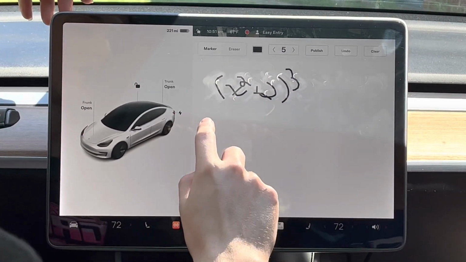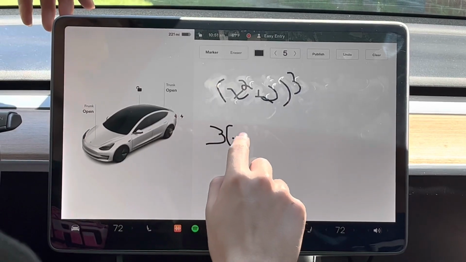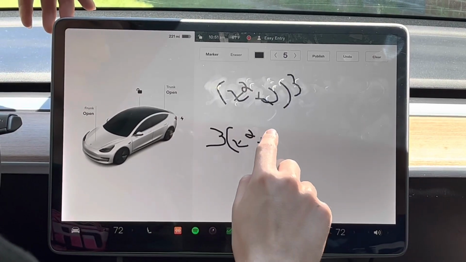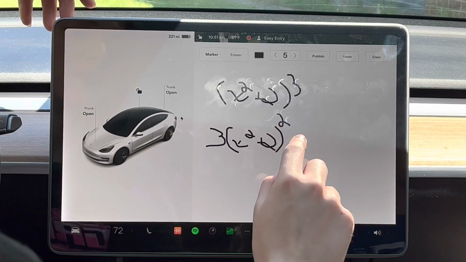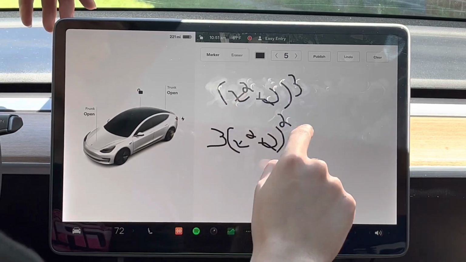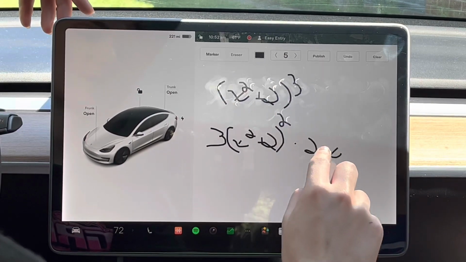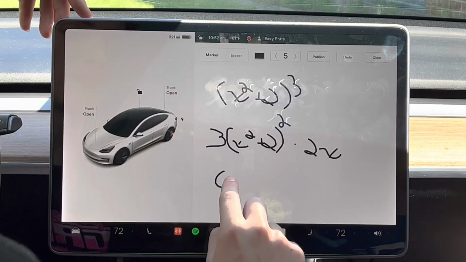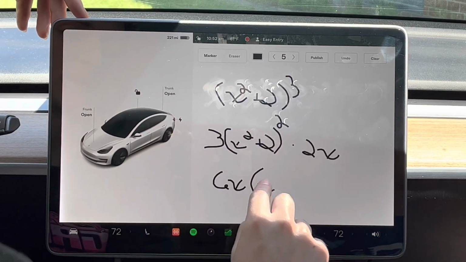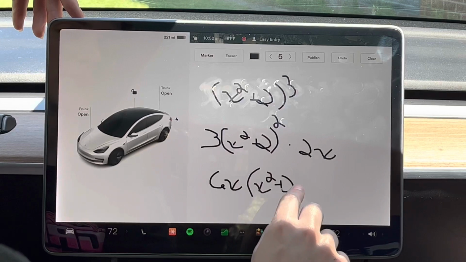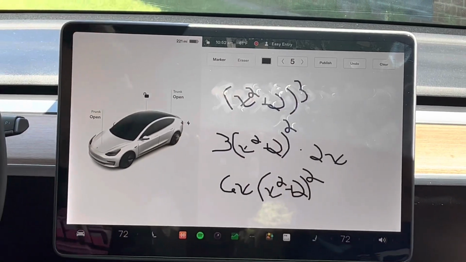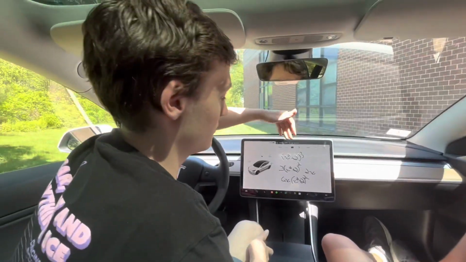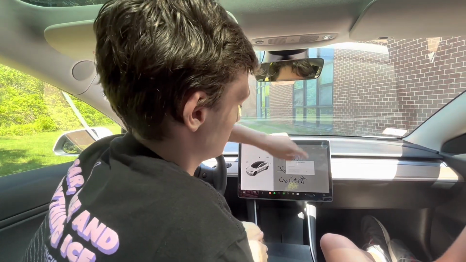So we're going to have 3 times (x squared plus 2) squared, and then we're going to multiply that by the derivative of the inside, which is just 2x. So the answer to this would be 6x times (x squared plus 2) squared. So that's using chain rule to find the derivative of polynomials when they're in that form.